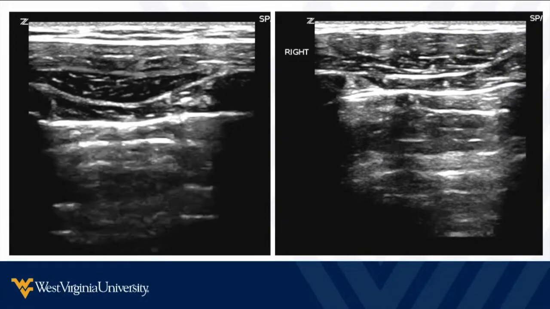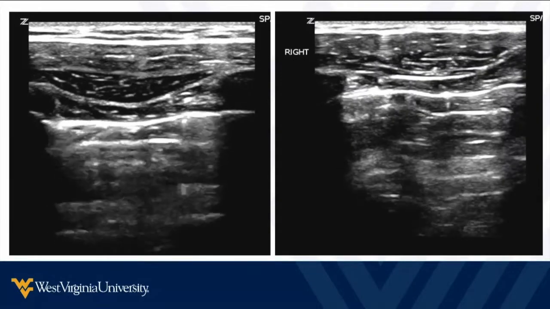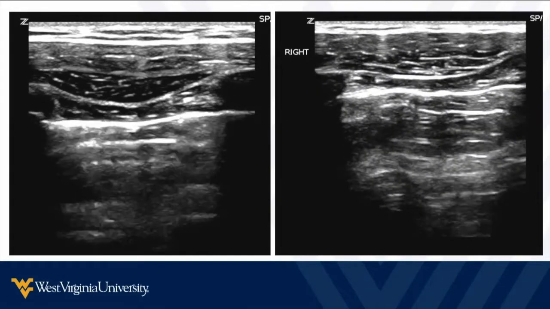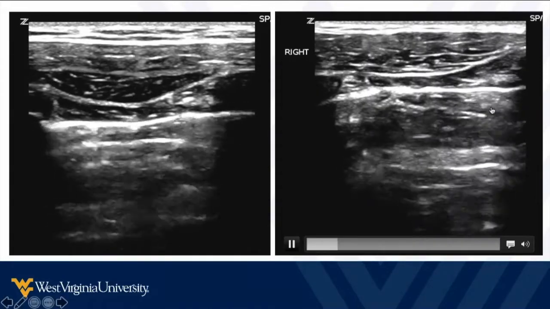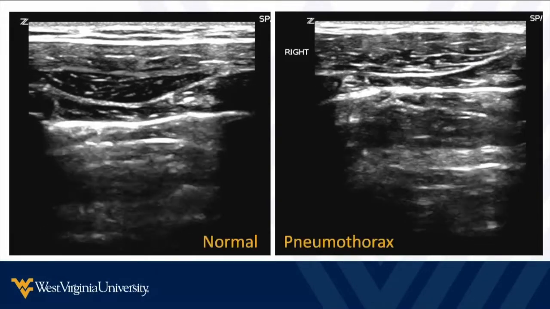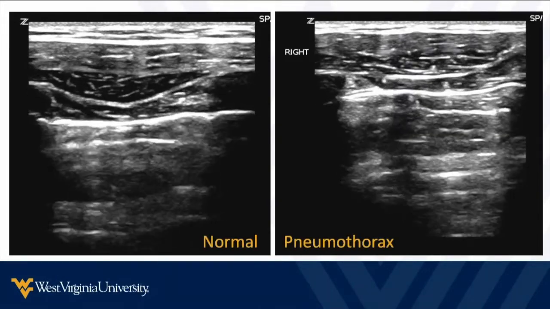If they're splinting a lot because they have pain and rib fractures, then that may limit sliding. There's a few other caveats we'll talk about. But for the most part, if you don't see sliding, they've probably got a pneumothorax. And if they're sick, you should put a chest tube in. So there you go, normal versus pneumothorax. And that's with the linear probe.